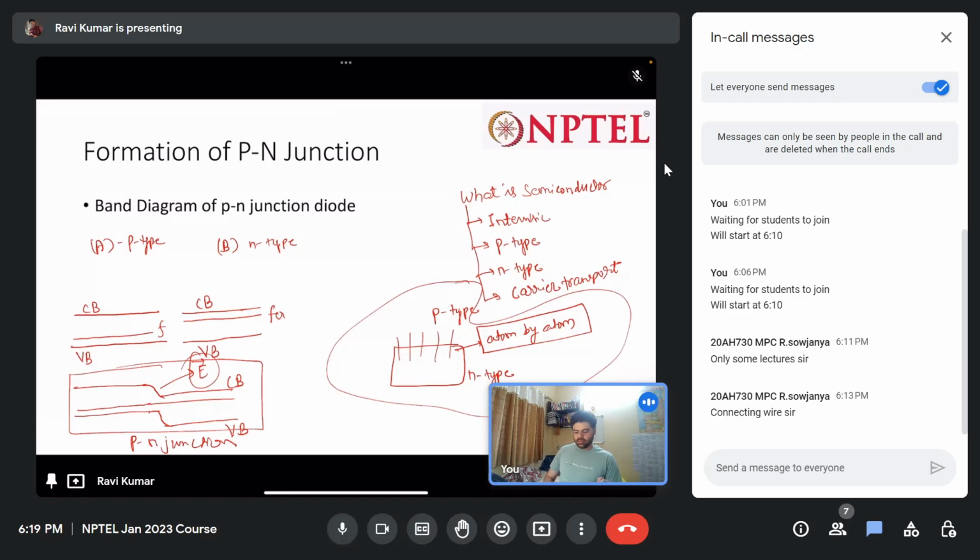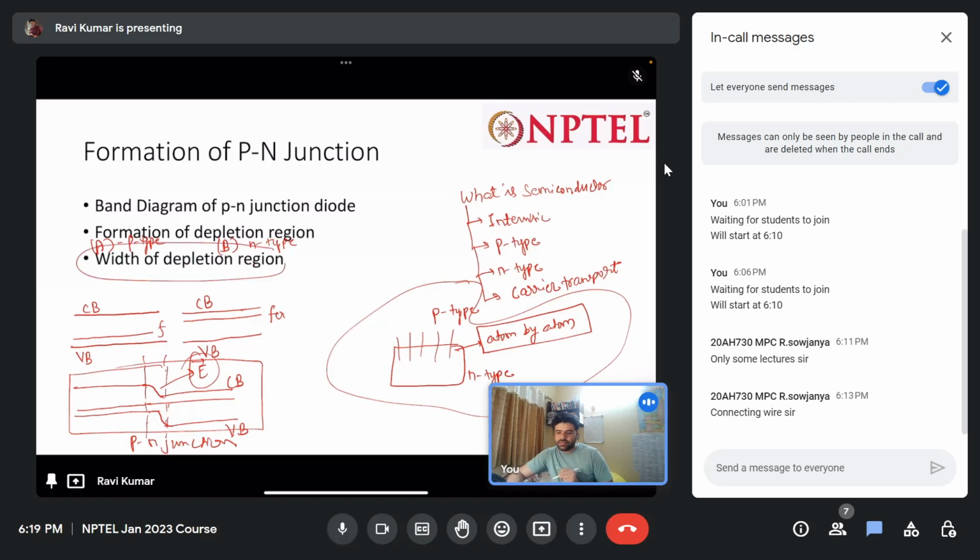Second thing is formation of depletion region. How does this depletion region formation take place? This bending area is our depletion region. We will see how it is forming in a PN junction diode, and also the width of this depletion region as well. In the next slide I'll show you.